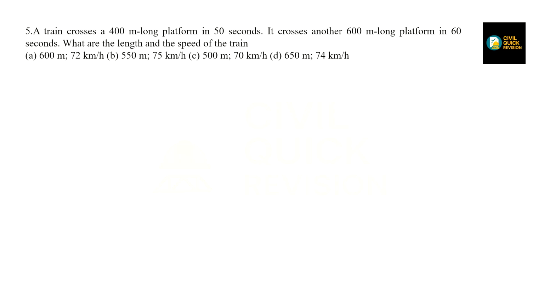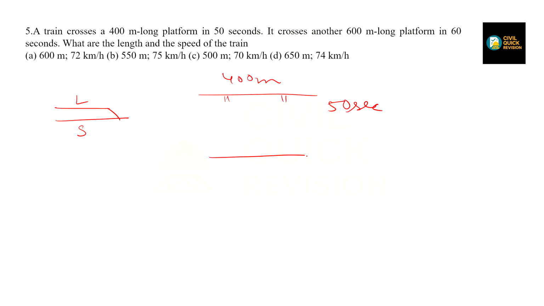See, I will first again draw a train whose length is L, speed S, passes a long platform whose length is 400 meter in 50 seconds. In the second part, they said that it crosses another 600 meter long platform in 60 seconds. Then what are the length and speed of the train? Length and speed they asked.